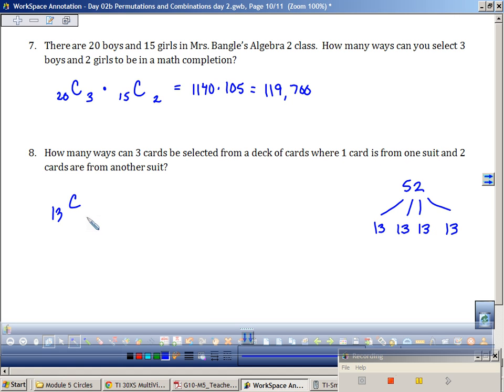We said 1 card from one suit, and 13, and I'm going to choose 2 cards from another suit, which equals 13 times 78, which is 1,014 different ways to do that.